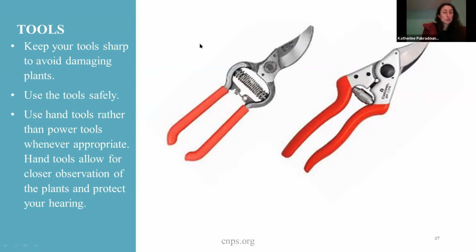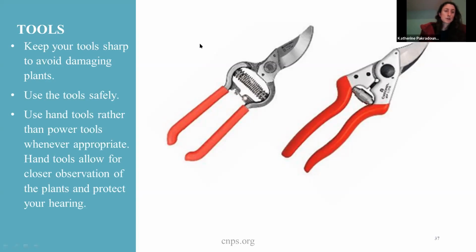You want to use the tool safely, know the tool, know how to use the tool, and make sure you're using all types of safety precautions. If you're using a chainsaw, that's going to be different than if you're using a hand pruner, as far as the kinds of clothes you wear and the kinds of protective gear you have. So just make sure that you're performing the work safely.